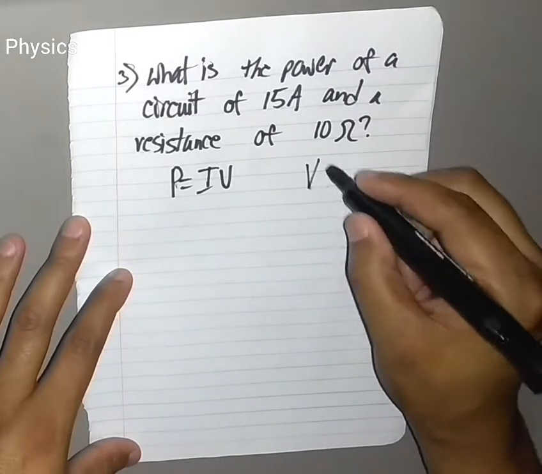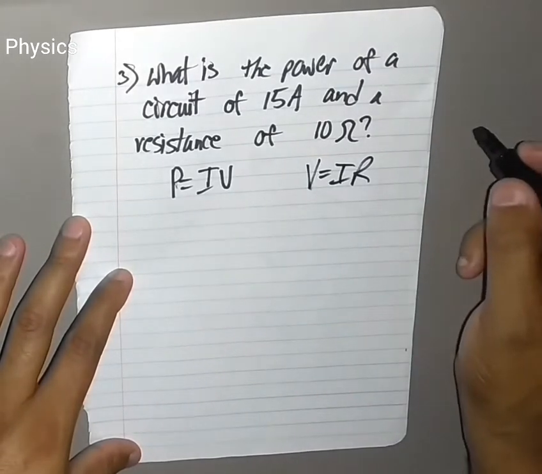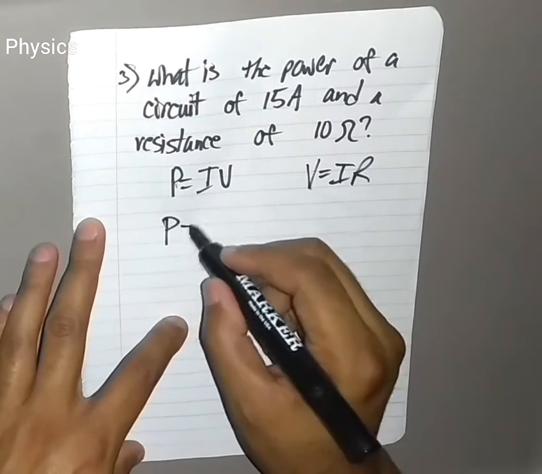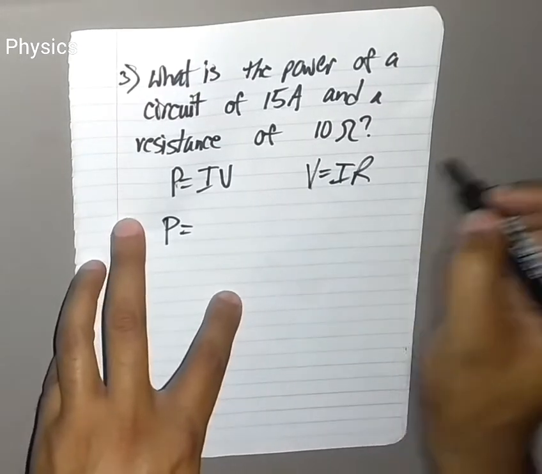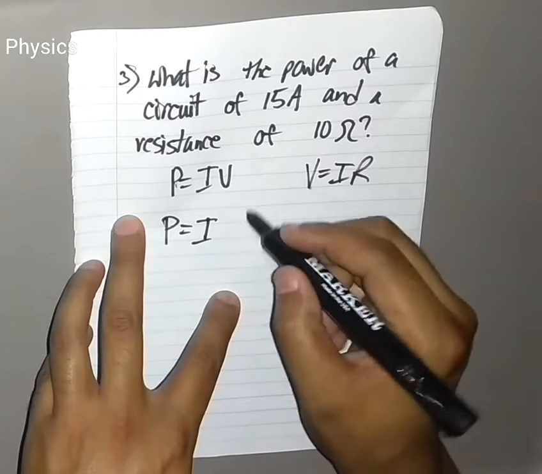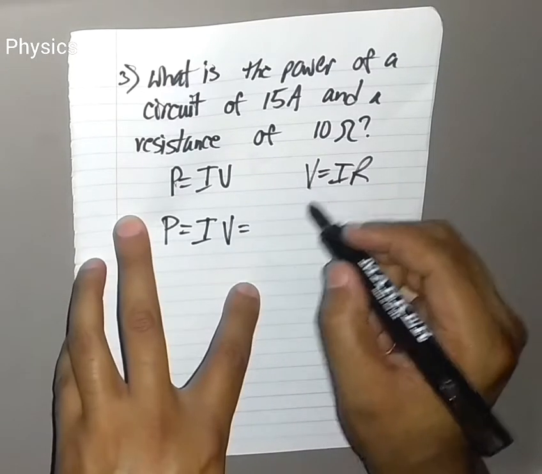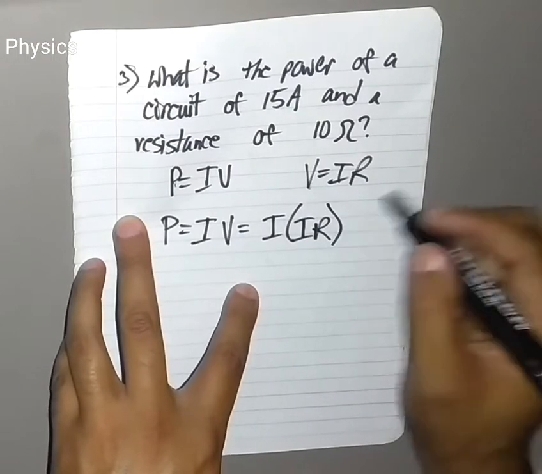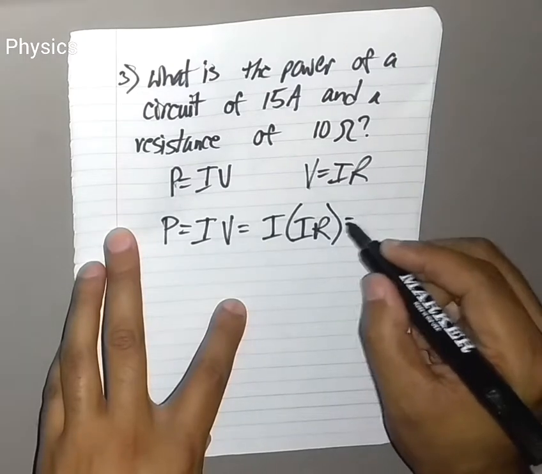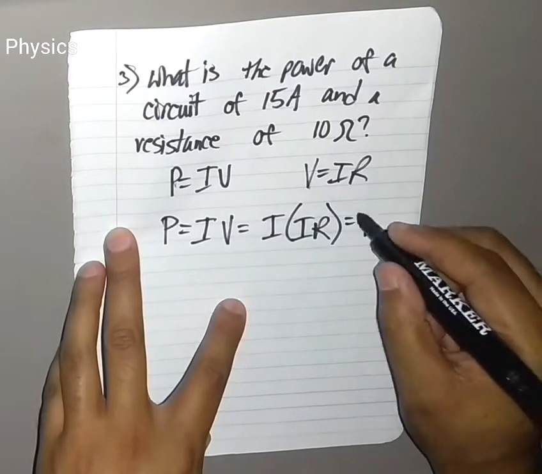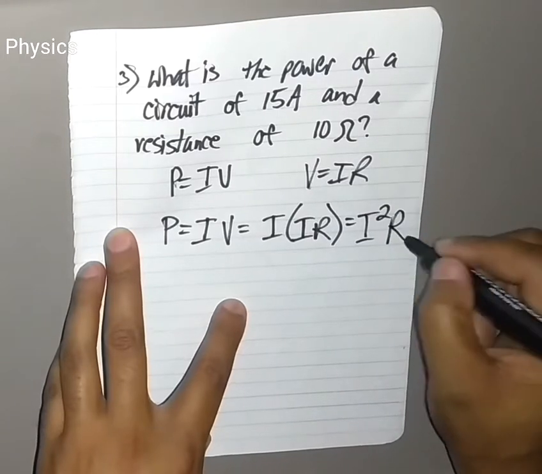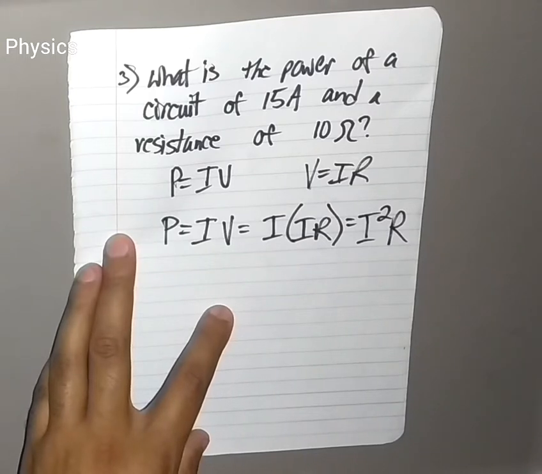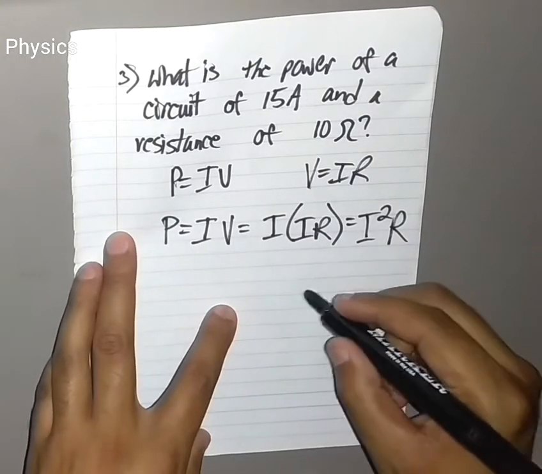So we have V equals IR, which is Ohm's law. We're going to take P, which equals I V, which in turn equals I multiplied by I R, which gives us I times I R, so there's an I squared now. Now we have the equation for power, and we just simply plug in.